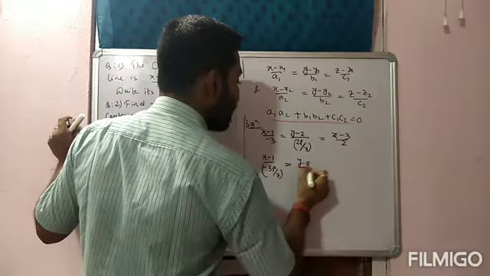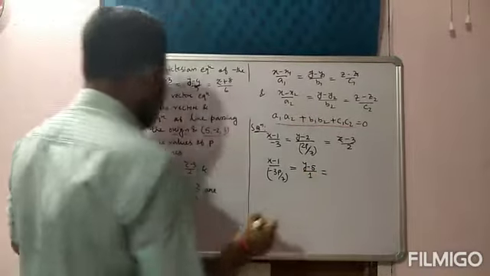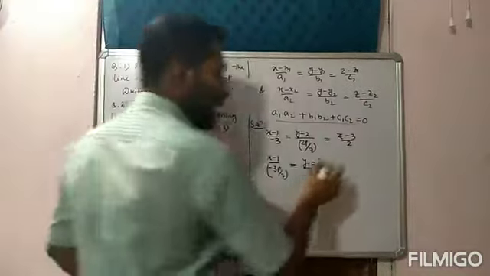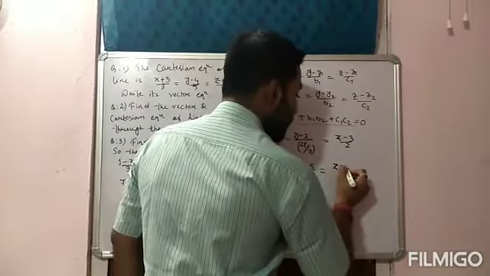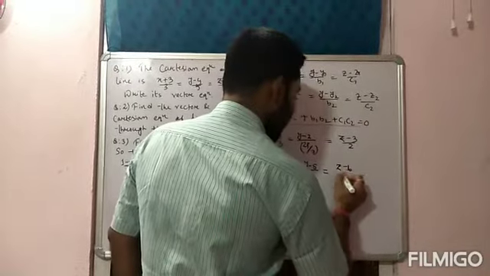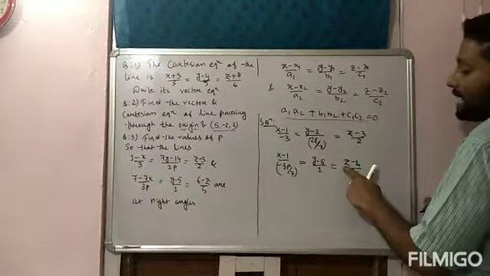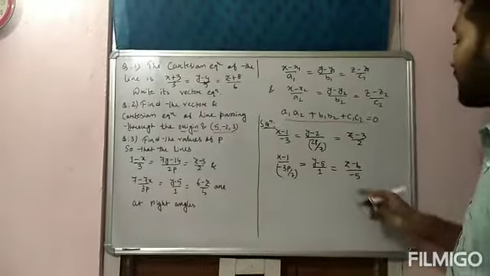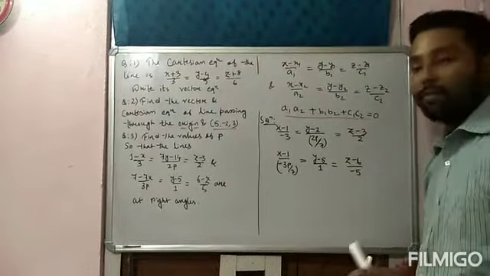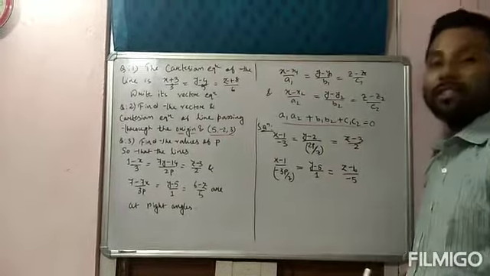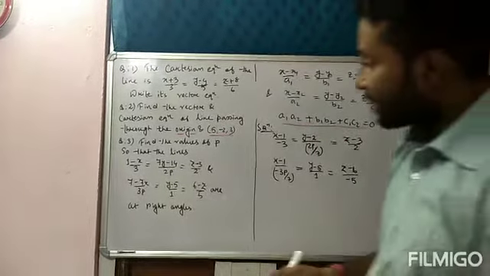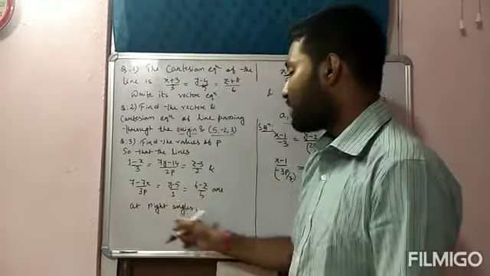It will be the same only. This is equal to 6 minus z by 5. Take minus common again: z minus 6 divided by minus 5. I have taken minus common from the third term, so then it will be in standard form. z minus 6 by minus 5. Now these two equations are in standard form. And the question is, these two lines are at right angles.